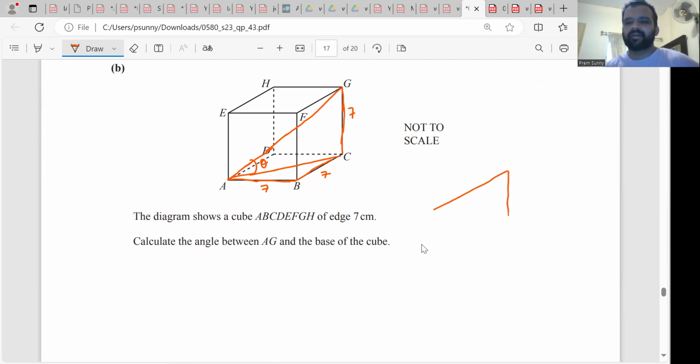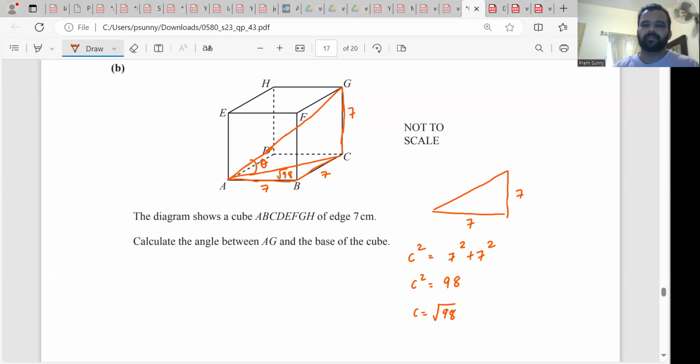So I can find this here. 7 square plus 7 square is equal to AC square. So AC square is equal to 98, you will be getting. 49 plus 49 will give you 98. So AC will be square root of 98. So this was A, C, B. I got AC as square root of 98.